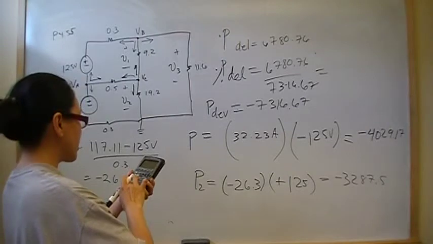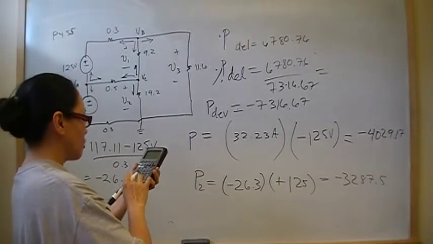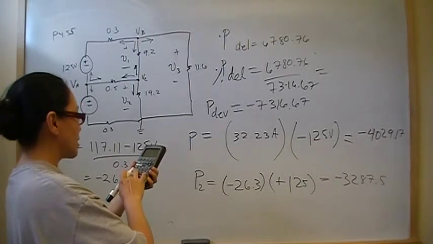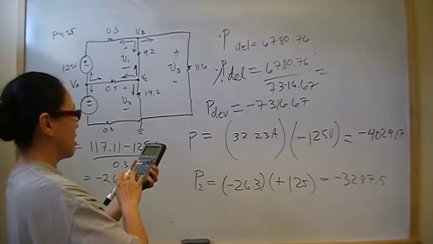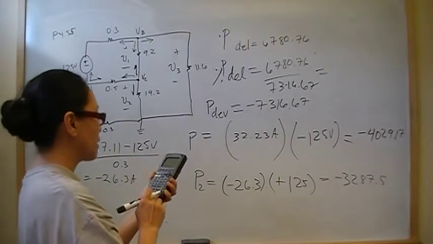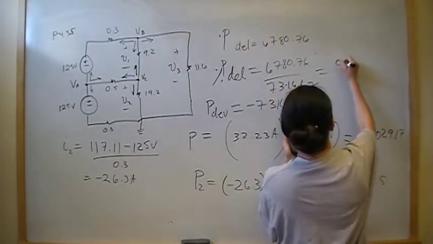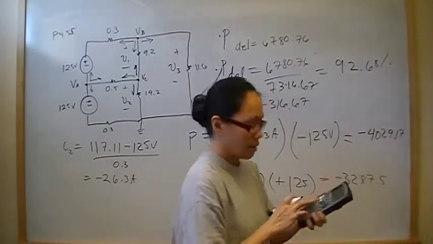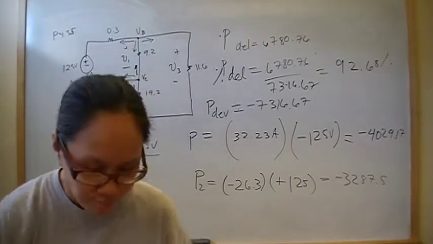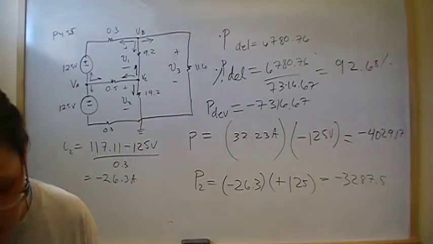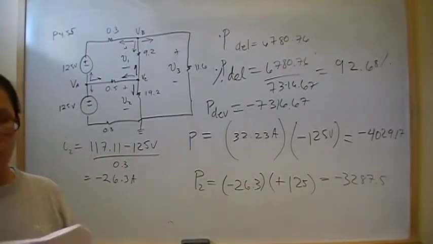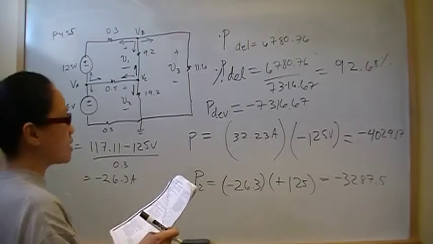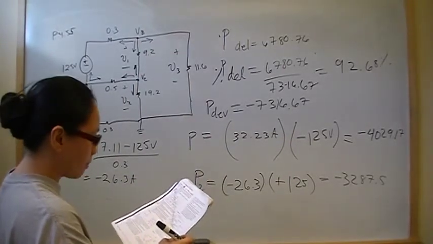Okay, so 6780.76, divide that by 7316.67. This is more like it. So that's going to give me 92.68% efficiency. Okay. So the answer to part D is 92.68%.